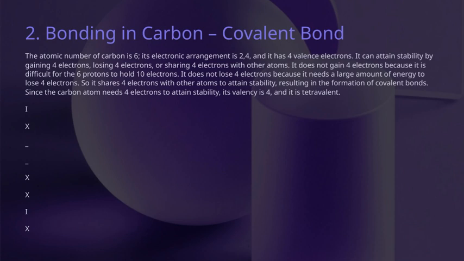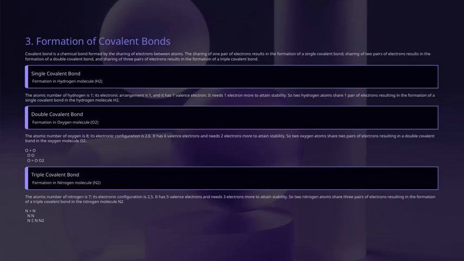Understanding this bonding behavior helps us grasp how carbon-based molecules are constructed and why they are so essential in the chemistry of life. Let's start by examining how nitrogen atoms form bonds. As you can see, two nitrogen atoms share 3 pairs of electrons, resulting in a triple covalent bond. This occurs because each nitrogen atom has 7 protons, giving it an atomic number of 7, and its electronic configuration is 2,5. With 5 valence electrons, nitrogen needs 3 more to reach stability, so sharing 3 pairs of electrons allows both atoms to achieve a full outer shell. Moving on to oxygen, its atomic number is 8, and its electronic configuration is 2,6.